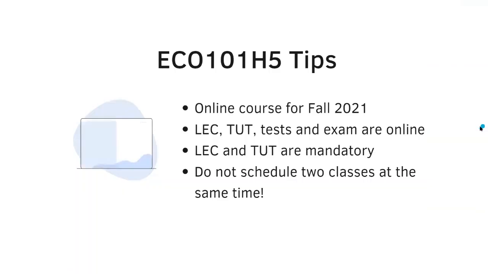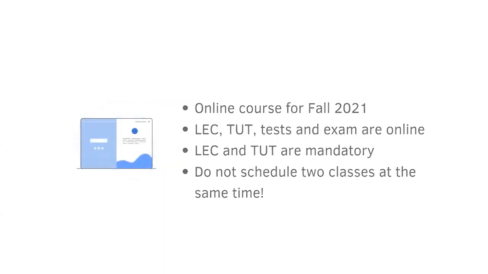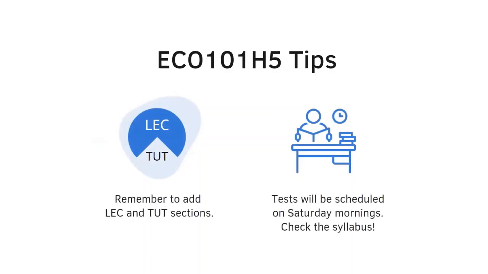Echo 101 H5 tips. For fall 2021, it will be an online course. This means your lecture, tutorial, tests, and exam are all going to be online. You should know that the lecture and tutorial are mandatory, so do not schedule 2 classes at the same time. Remember to add both the lecture and tutorial sections to your timetable.